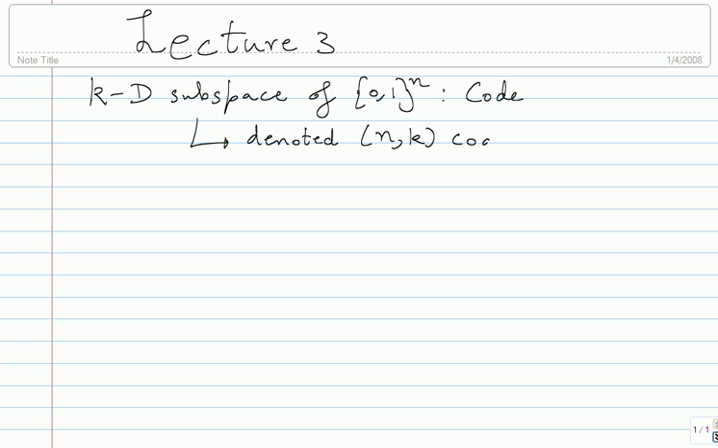Can there be more than one (n,k) code? How do I specify one (n,k) code? I have to specify one particular subspace. How do I do that? K linearly independent elements from that. I have to provide some basis, right? So there can be more than one (n,k) code, obviously, and for each basis there will be several (n,k) codes.